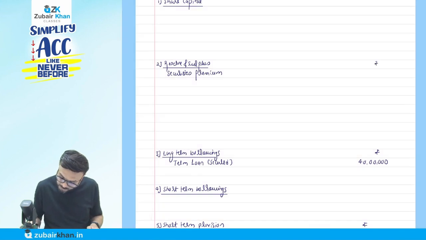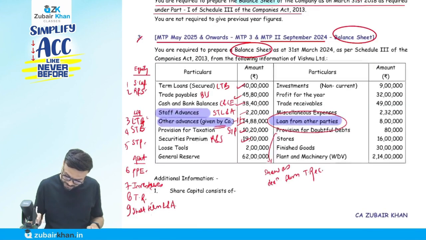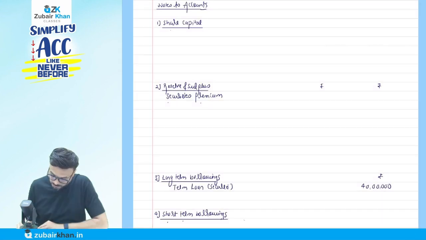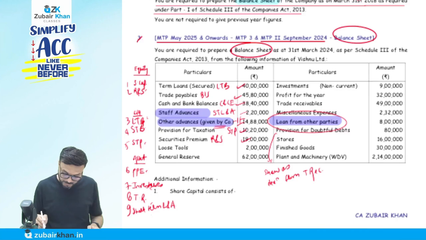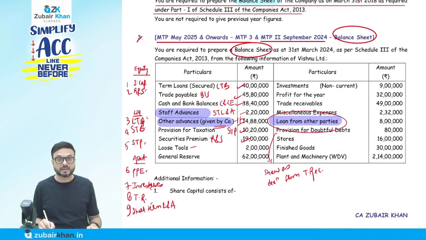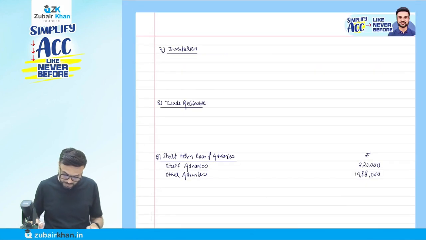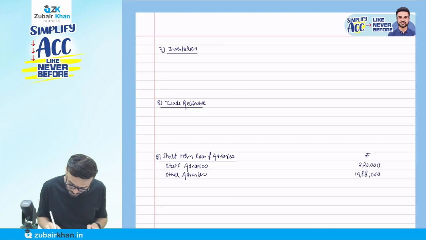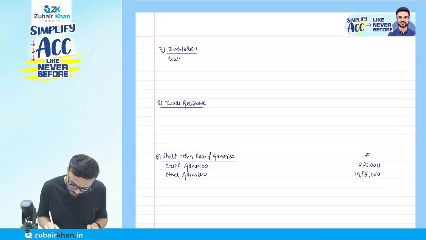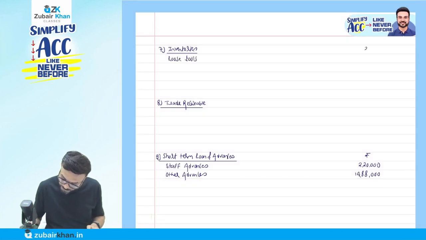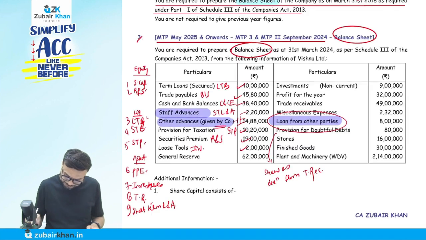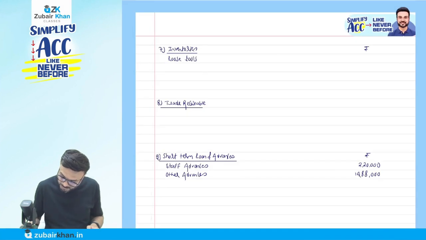19 lakh. Then we have here loose tools. It is inventory, 2 lakhs. So write down there in inventories, notes to account, loose tools. How much is that here? 2 lakhs. So write down there 2 lakhs.